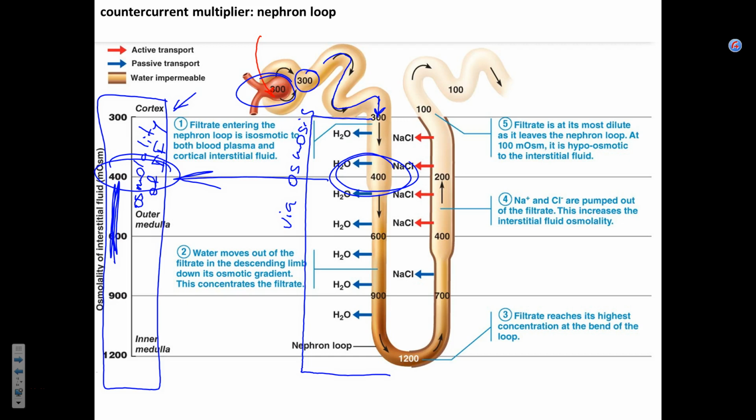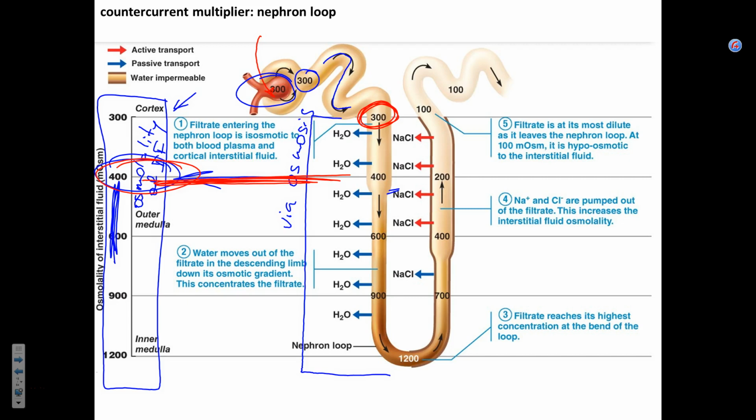So, look at this. Filtrate has the osmolality of 300. Let me erase some stuff here. When this 300 milliosmol filtrate reaches that area right here, its concentration is lower than the osmolality of interstitial fluid. Does that make sense? So water will start moving into the interstitial fluid, into the medullary tissue. Water will be reabsorbed by osmosis.